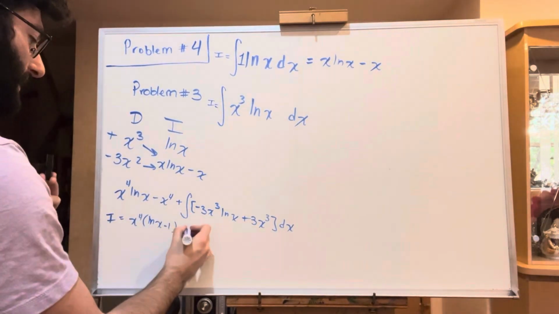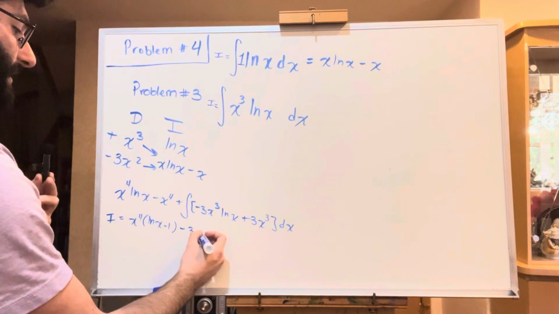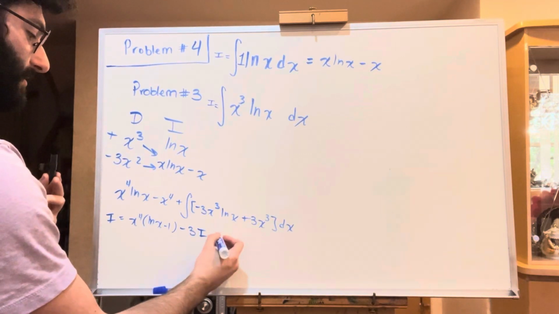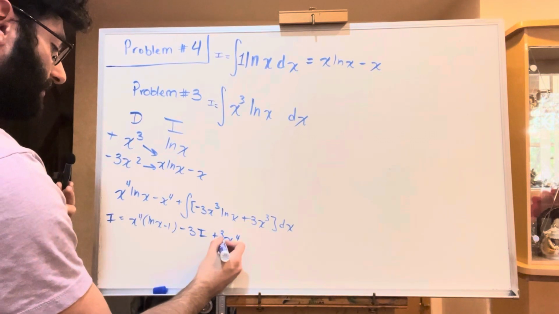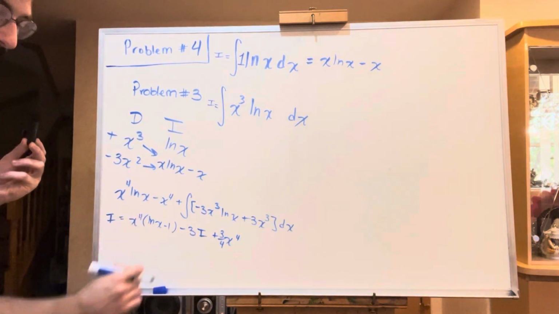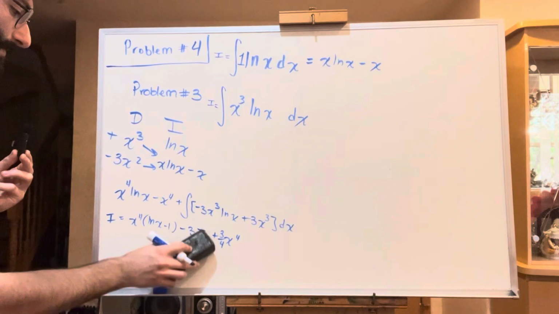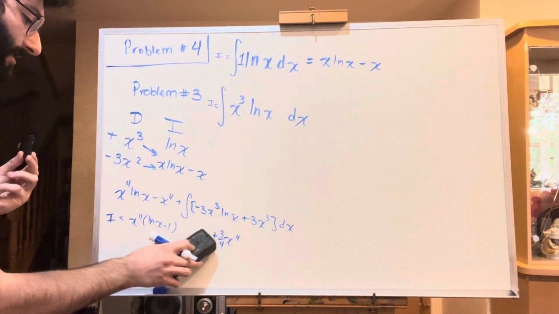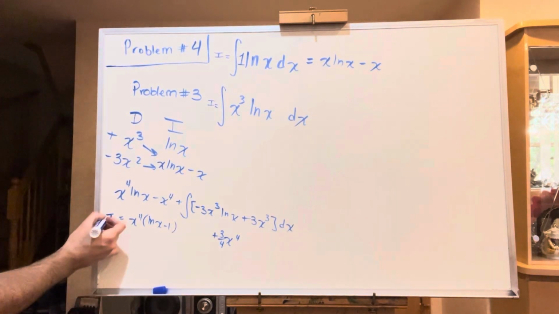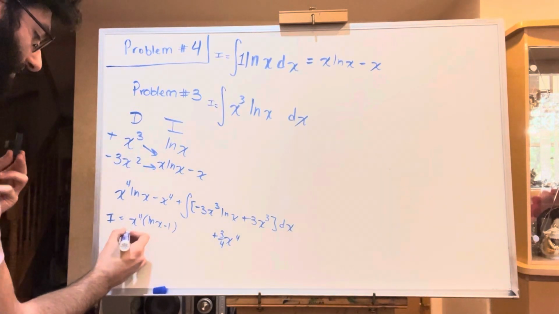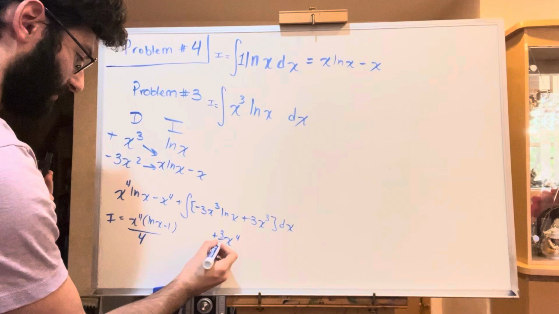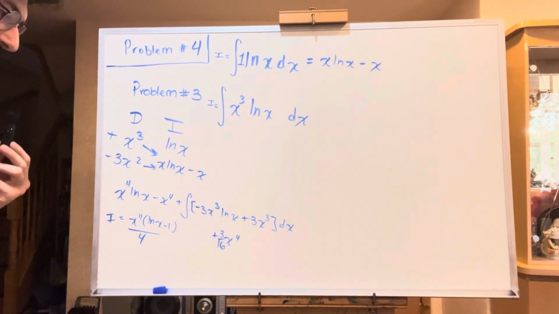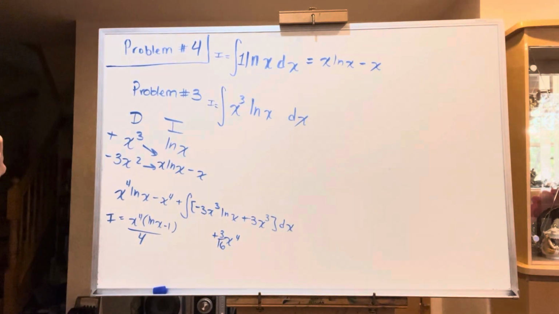This becomes a minus 3I. This becomes x to the fourth, 3/4. We add I on both sides. So plus 3I, we get a 4I, divide by 4, and the final solution is 3/16. Right. So it's not too bad.